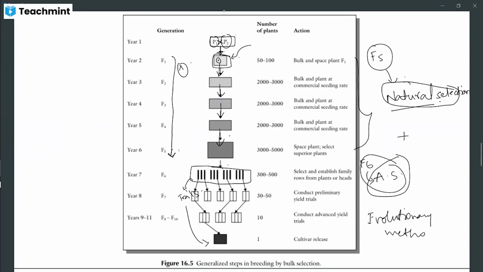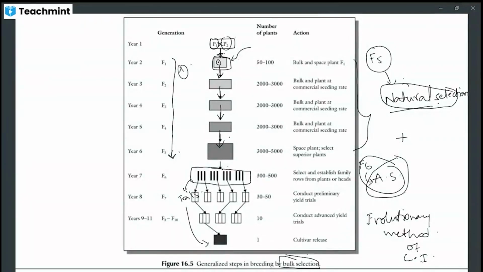Evolutionary method of crop improvement. So who gave this bulk breeding method? Can anyone say who gave this bulk breeding? Nilsson-Ehle was the scientist who gave this bulk breeding method. Okay. And then there is one modification to this bulk breeding method. This is known as the single seed descent method, SSD.